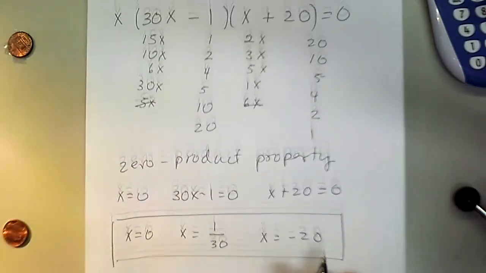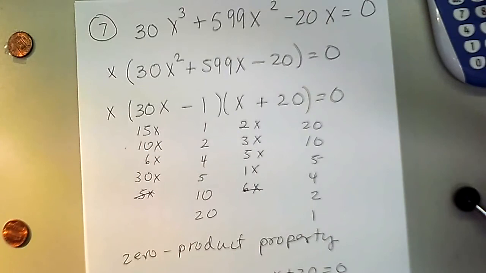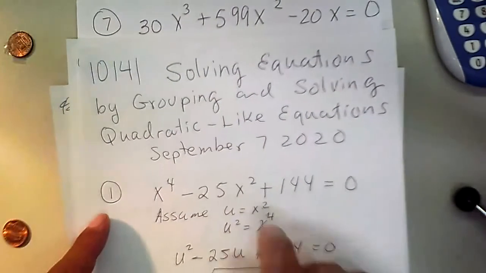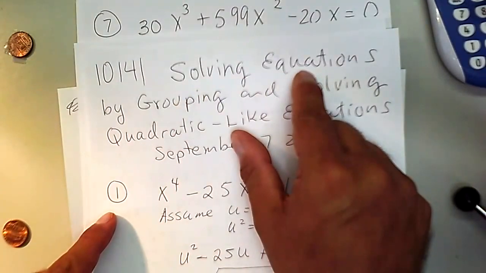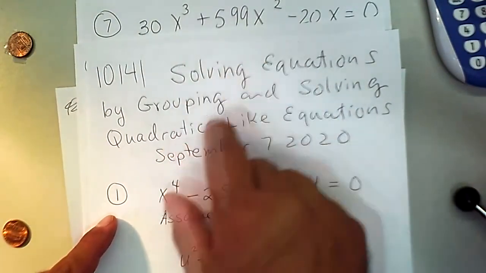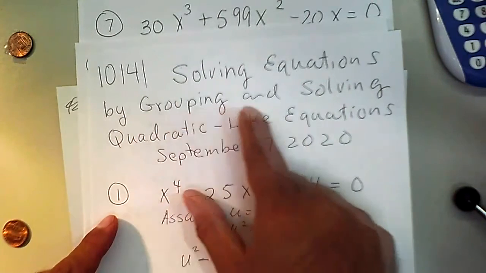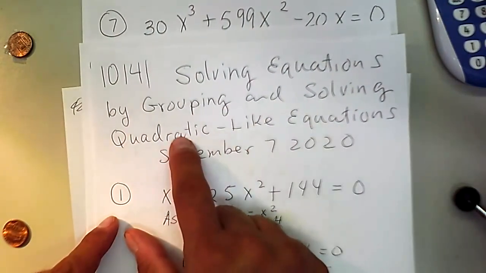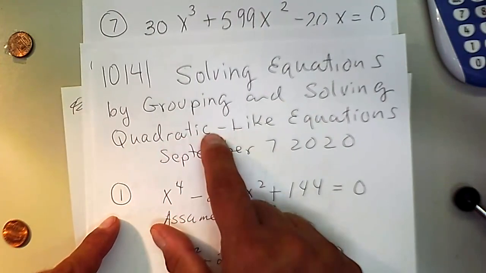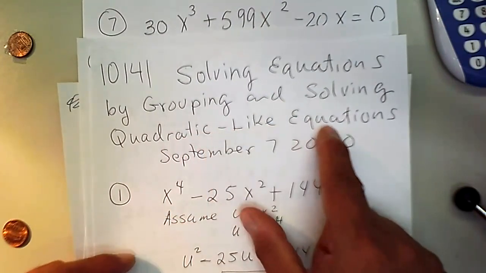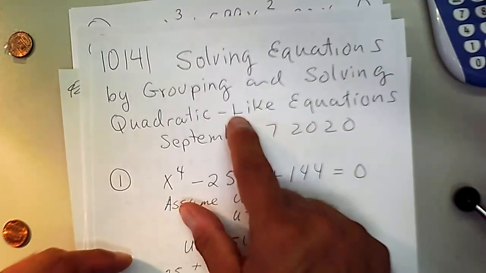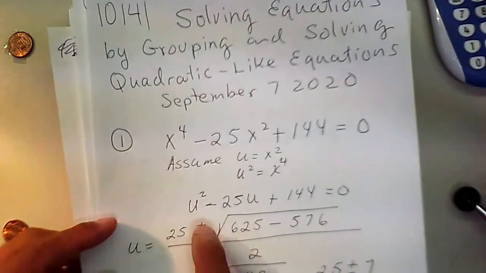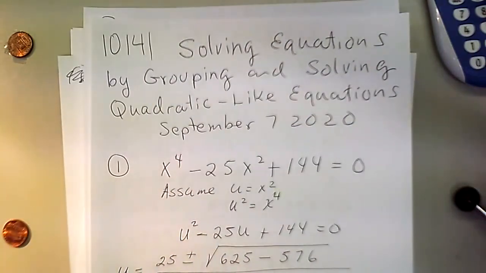So these are good examples to view about solving equations, the big equations, by grouping, and solving quadratic-like equations. So they're not quadratic equations the way they sit, but by some substitution, they become quadratic. And we will stop the video here.